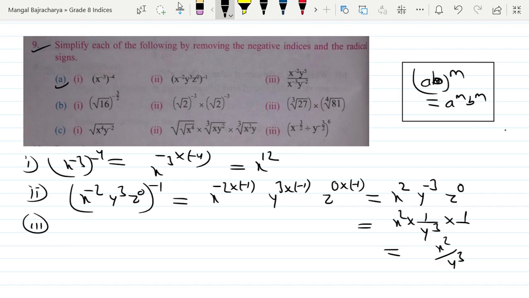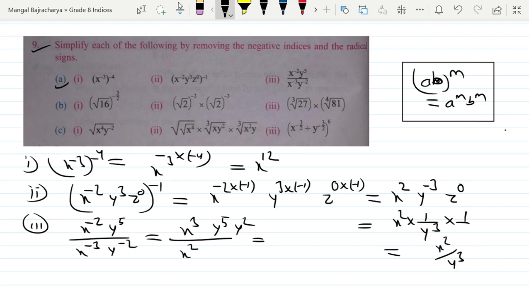Now in number 3 what's there? x power minus 2, y power 5, whole divided by x power minus 3, y power minus 2. So let's remove the negative power first by changing their position between numerator and denominator. So x power minus 2 you see above, so bring it down. x power minus 3 you see down, so bring above. y power 5 as it is above, and y power minus 2 you see down, so bring it above. Right, so it will turn now.